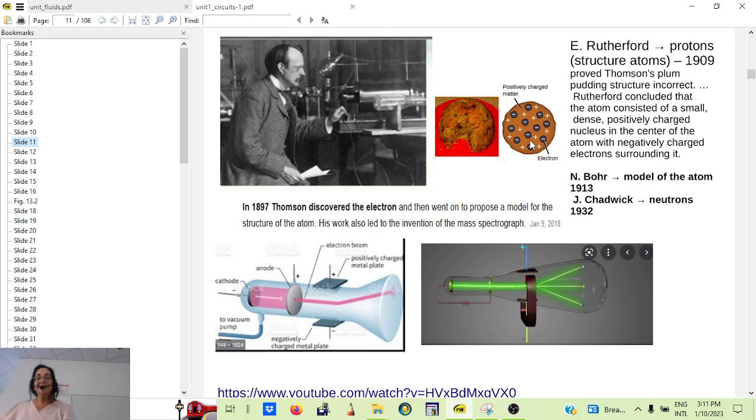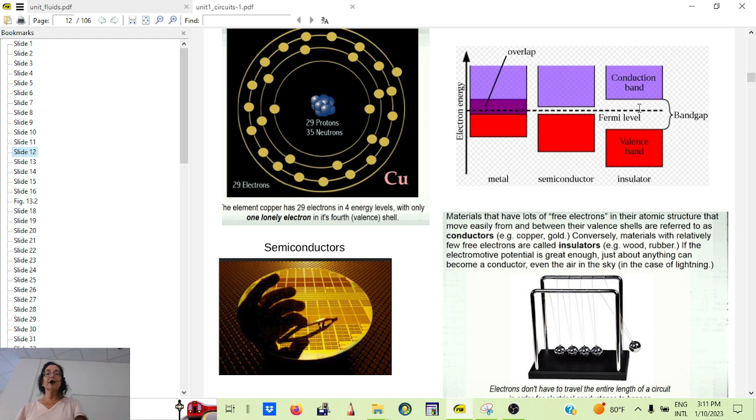So anyway, then you had to wait for Rutherford, who was his student, to come up with the right model of the atom, right? The nucleus inside and the electrons outside. Is that clear? Any question? So that's the discovery of the electron. And then, skipping, we get to the 1940s, the discovery of the application of the semiconductors.